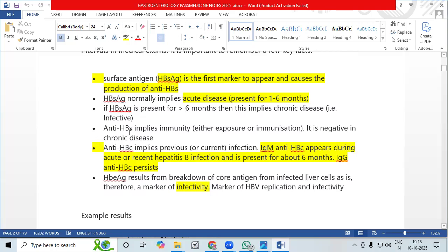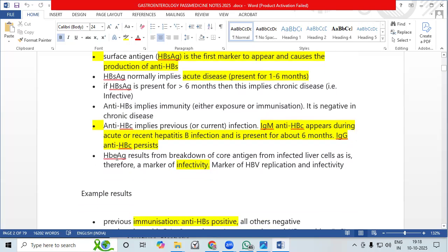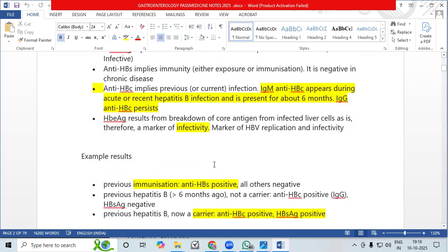Then you've got anti-HBs, which implies immunity. Anti-HBc implies current infection or chronic. IgM is less than 6 months, IgG will be more than 6 months. HBe antigen results from breakdown of core antigen from the infected liver cell, and is therefore a marker of infectivity.